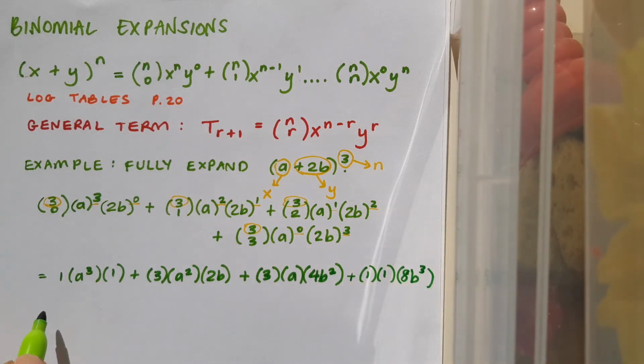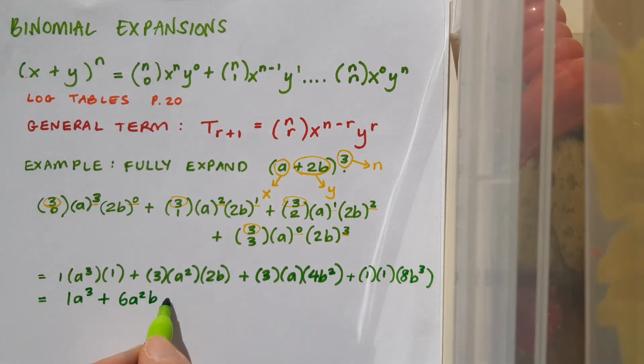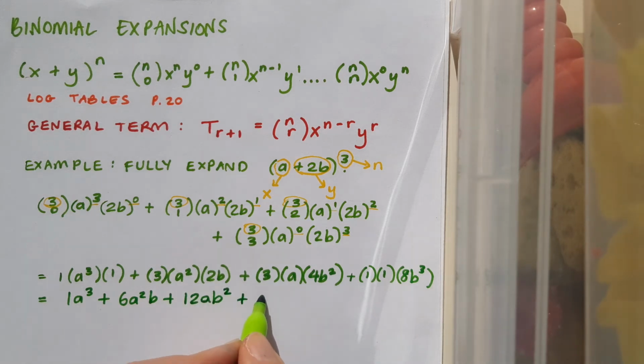And then to finish up, I just need to multiply out each term fully. So I've got 1a cubed, or a cubed if you like, plus 6a squared b, plus 12ab squared, plus 8b cubed.